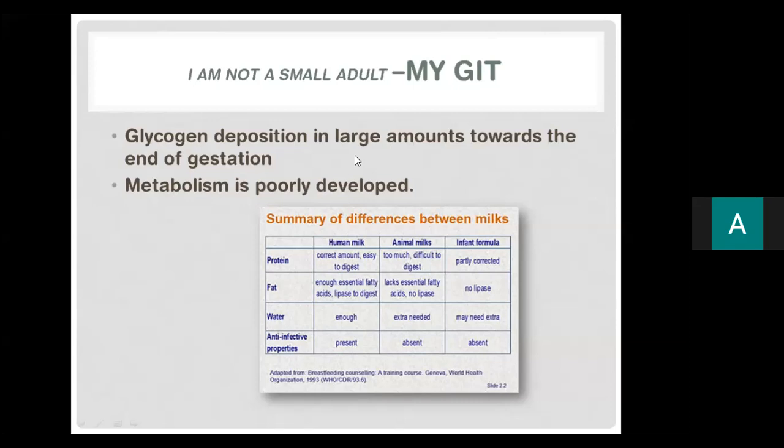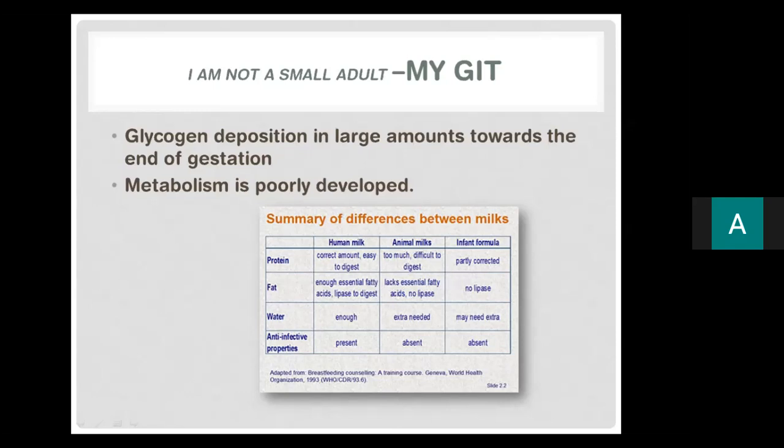Then for children who are born to diabetic mothers or mothers who had gestational diabetes, they're going to have more insulin circulating. And so they'll be at risk of hypoglycemia because they have an increased level of insulin that's breaking down their glucose. Those are two things to note.